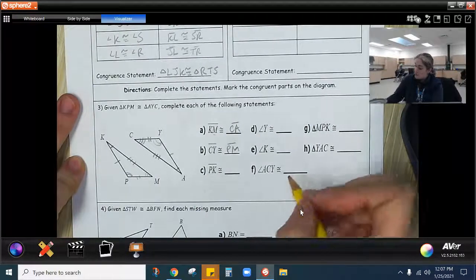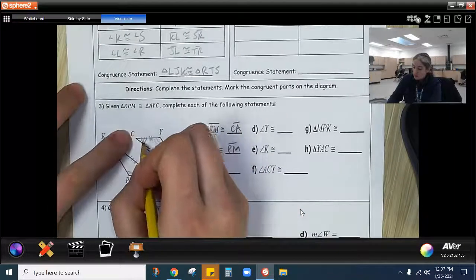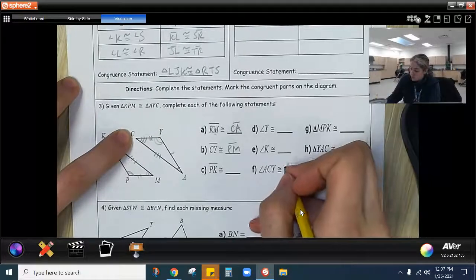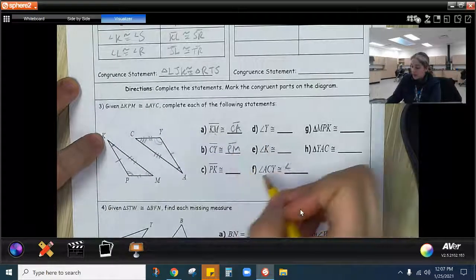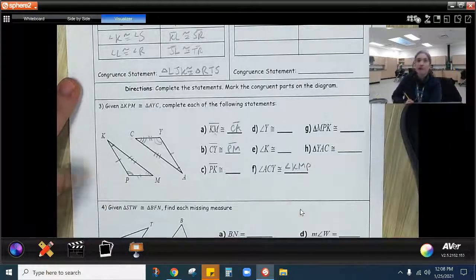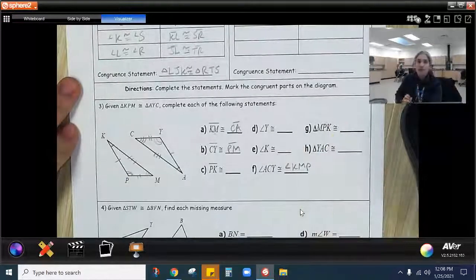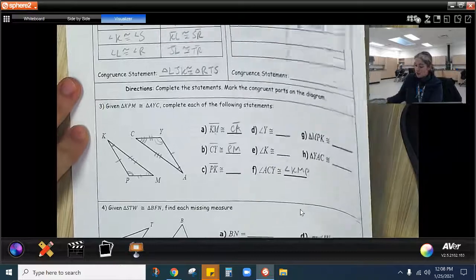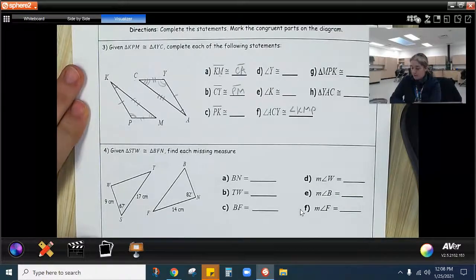All right. I'm going to do this one right here with you. Angle ACY. So ACY. So that's really angle C. It has 3 wooshies. It's going to correspond to, and you want to match them up as well. Okay, so A corresponds with K. C corresponds with M. So K, M, and then P. All right. So match them up, correspond them. I'm going to let you guys write your congruency statements there. And then we're going to do number 4 together. So try finishing number 3 on your own, and we'll talk about it in just 2 seconds.